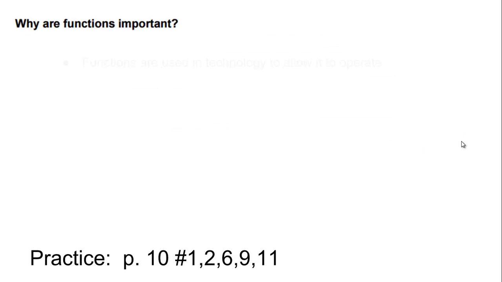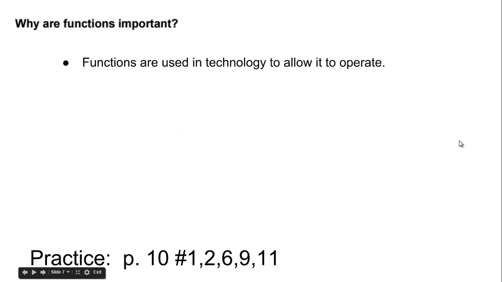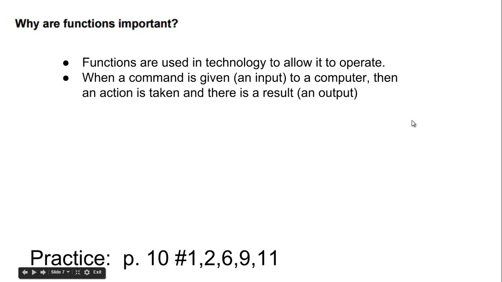So why are functions important? Functions are used in technology to allow it to operate. I alluded to that earlier. If you plug in an input, the computer has to give an output. When a command is given, then an action has to be taken, and there has to be a result. Sometimes that result we don't actually see. It's used for something else. That's why it's important, because we can't just give two results and decide which one we want. The computer really has to decide which one to take. That's why functions are very helpful, because it only has one. It doesn't have any decisions to make, and a computer really can't do that unless it's been programmed.